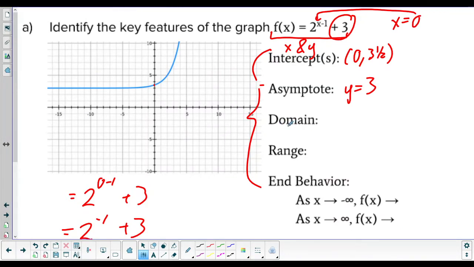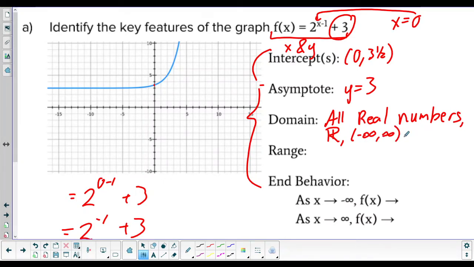The domain for exponential functions is very easy because it's the same for every single exponential function. It is all real numbers. And we could write all real numbers with the symbol for all real numbers, which is just the double R. Or we could write it in interval notation. So parenthesis, negative infinity to infinity. Any of these 3 ways of writing it would be acceptable. I'm not sure what you're going to see on your homework, but it's probably multiple choice, and you just pick the one that they give you.